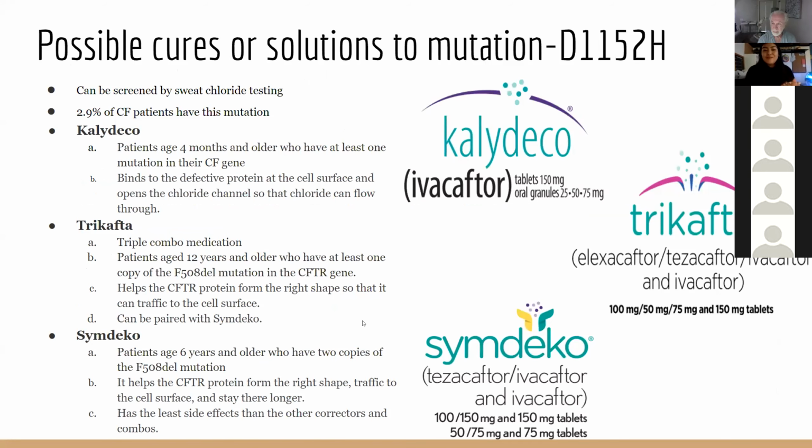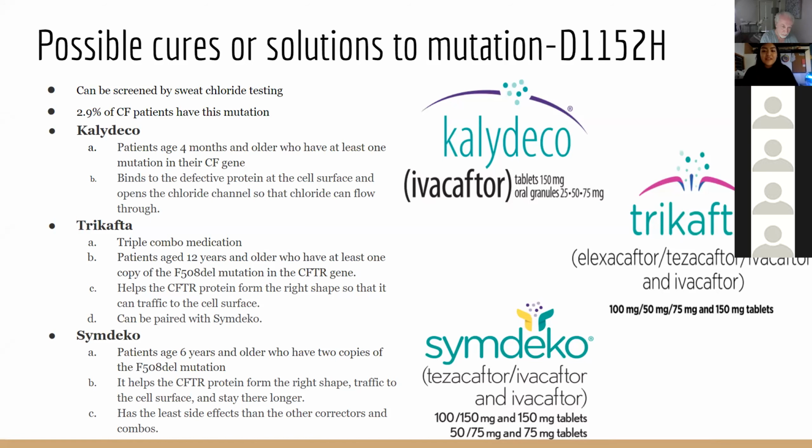All right, so possible cures or solutions for our mutation. People with this mutation can be screened through chloride testing since it's associated with abnormal chloride gating. Most of the descriptions of the medications that I'm going to talk about are for the F508del mutation, which is more common, since only 2.9% of cystic fibrosis patients have this mutation. And these are all 3 medications that have been approved for treatment for patients that have our mutation specifically.